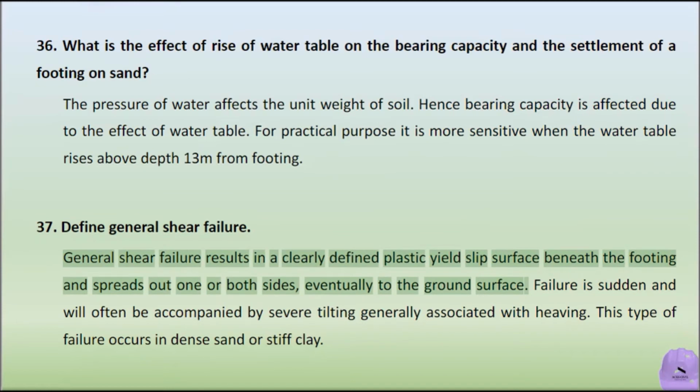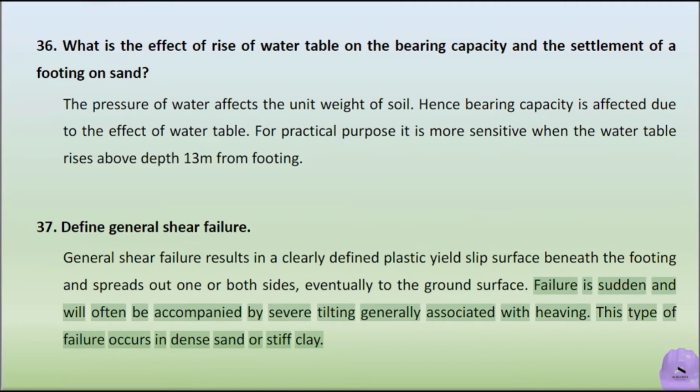General shear failure results in a clearly defined plastic yield slip surface beneath the footing and spreads out on one or both sides, eventually to the ground surface. Failure is sudden and will often be accompanied by severe tilting, generally associated with heaving. This type of failure occurs in dense sand or stiff clay.